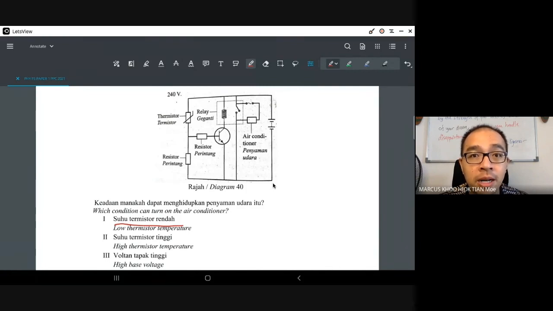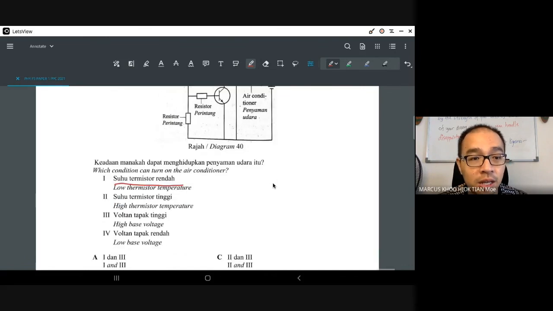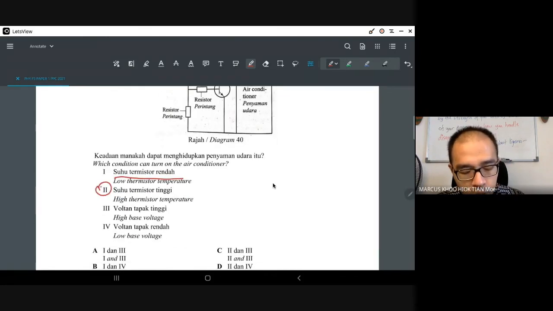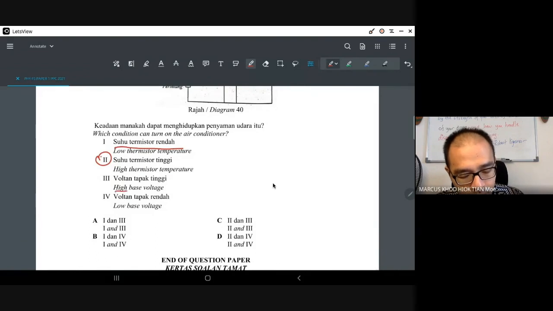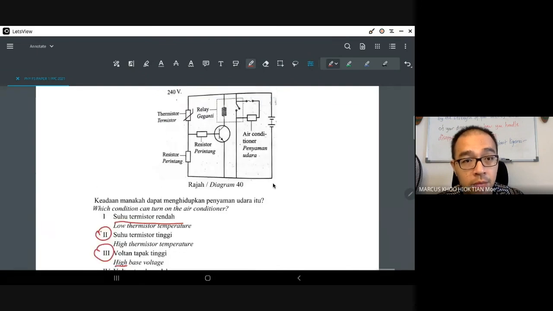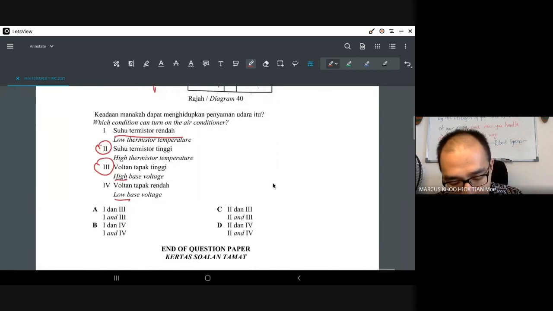Orang mau pasang aircon ketika suhu tinggi. So it's 2. Okay, the temperature is high. The base voltage is high or the base voltage is low. Definitely the base voltage must be high. I spent a very long time talking about this. I said this is the base voltage. This is the base circuit. The base voltage must be high so that the transistor can switch on. Transistor switches on, then the air conditioner will turn on. If the base voltage is low, then the transistor will switch off, which cannot happen lah. So the only answer for this is C.